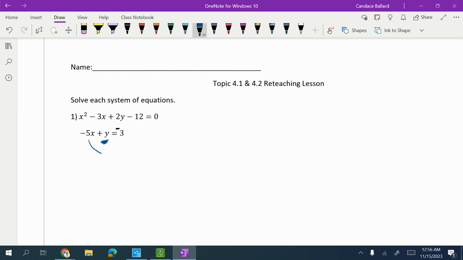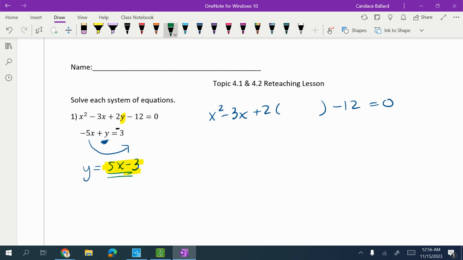That means I need to take my x and move it to the other side. I'm going to do that for this one by addition. So y equals 5x minus 3. I am now going to take this 5x minus 3, and since that's what y equals, I'm going to substitute it into my quadratic equation for y. So we get x squared minus 3x plus 2 times parentheses minus 12 equals 0. We're going to substitute this 5x minus 3 in.